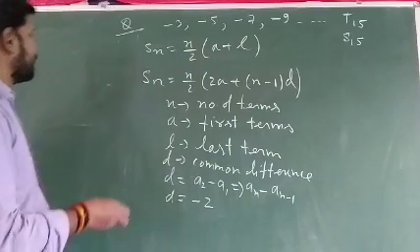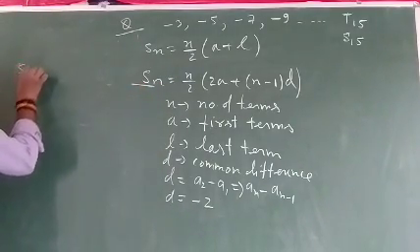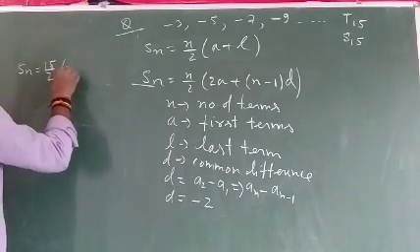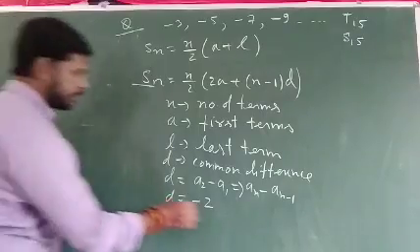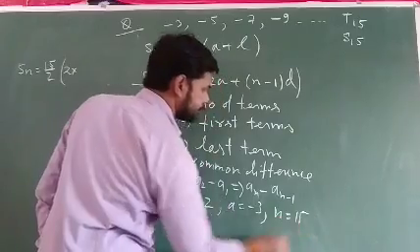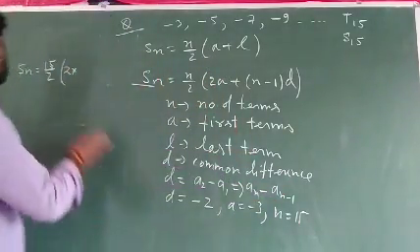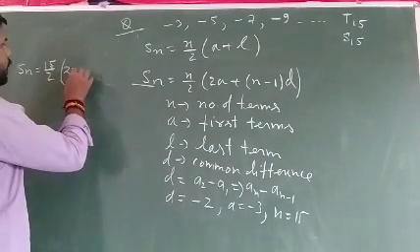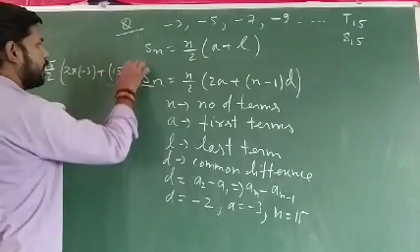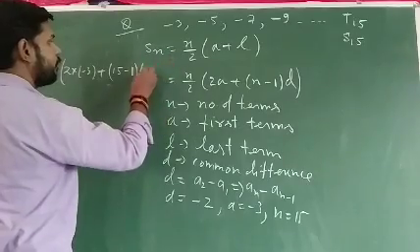So we will use this formula of Sn. Sn equals n by 2, that means 15 by 2. 2a means 2 into minus 3. You can mention here a equals minus 3, n equals 15, D equals minus 2. So Sn equals 15 by 2 times (2 into minus 3, plus (15 minus 1) into D), and D we can write as minus 2.